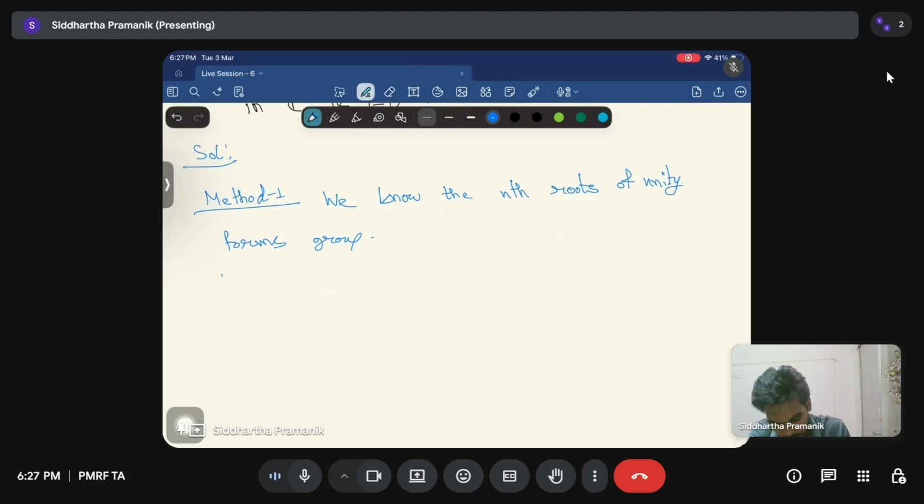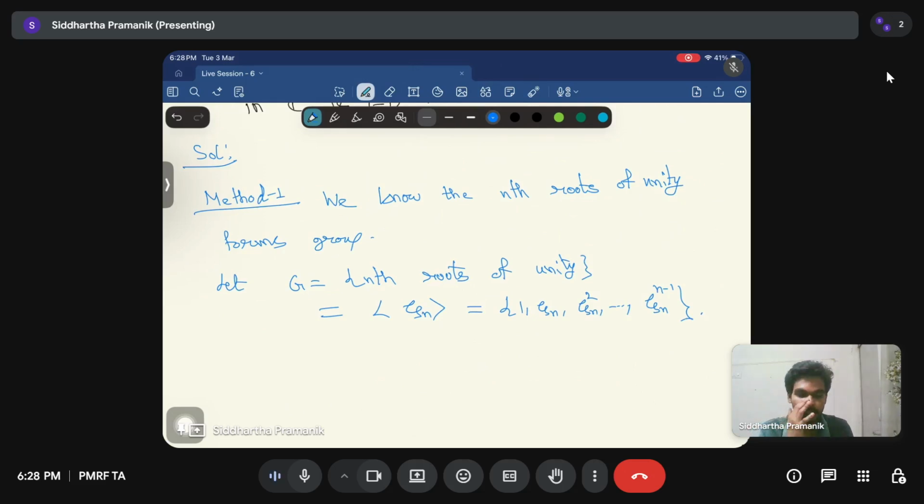Okay, so let G be the set of all nth roots of unity. If we use the notation as in the lecture, it is just the cyclic group generated by zeta_n. So this is just 1, zeta_n, zeta_n^2, and so on up to zeta_n^(n-1), right? So this is the group, and the order of this group is n. So the order of G is n.